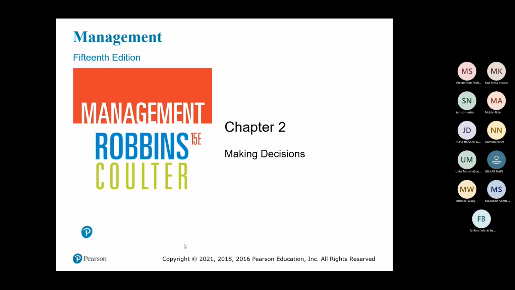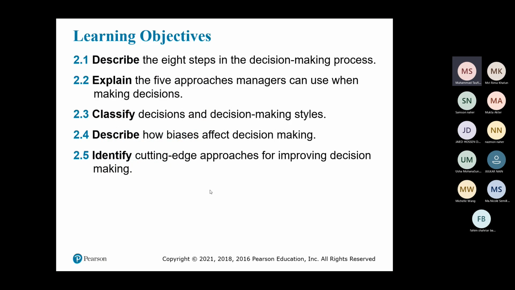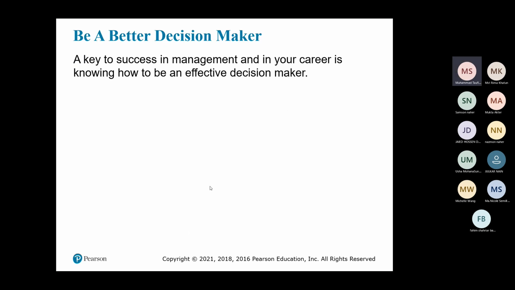So this is the learning objective of this chapter. We will learn about the process of making decision, how you can be a good decision maker, what kind of style you can use in your decision making, and some approaches that you can use to improve your decision making process. So, be a better decision maker.